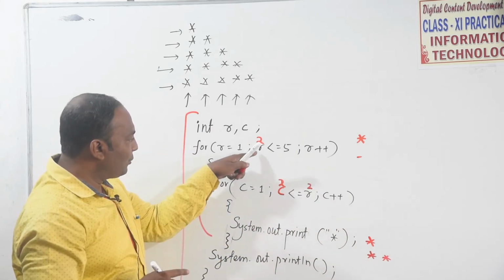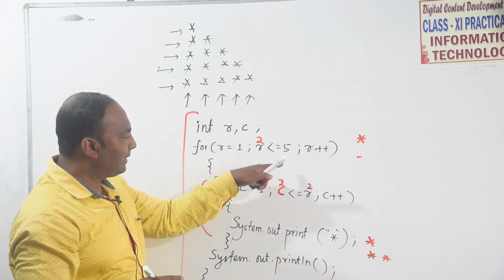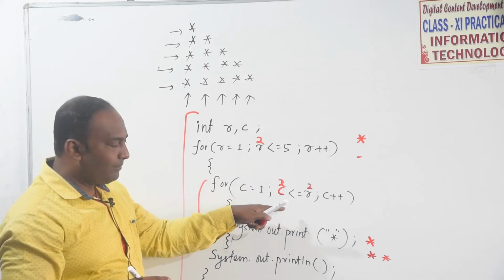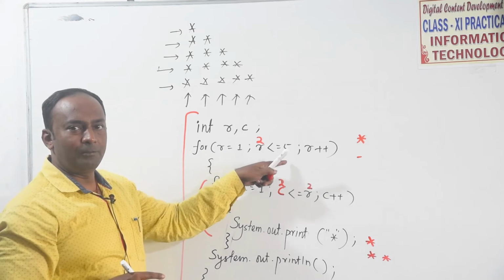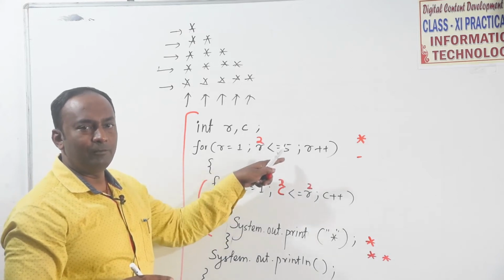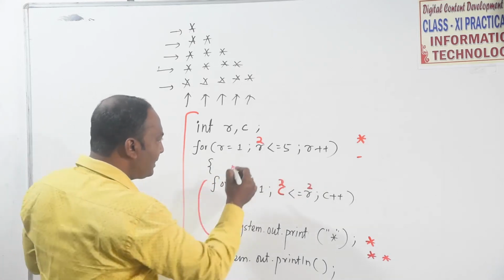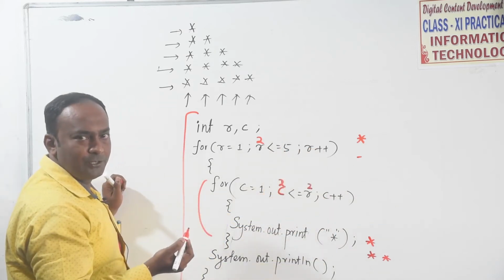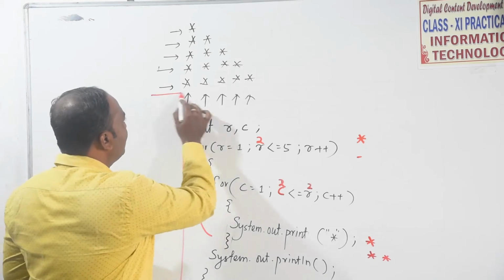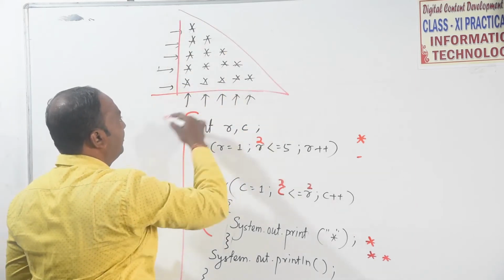So for row 1, it will print 1 star. Row 2, it will print 2 stars. For row 3, it will print 3 stars. For row 5, it will print 5 stars. So after r is equal to 5, the whole loop will stop executing. So this will be the output of our program.